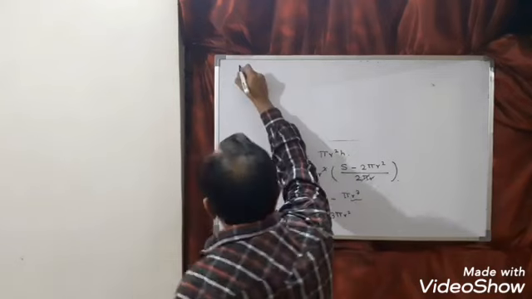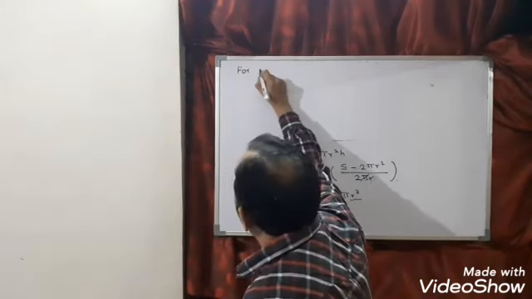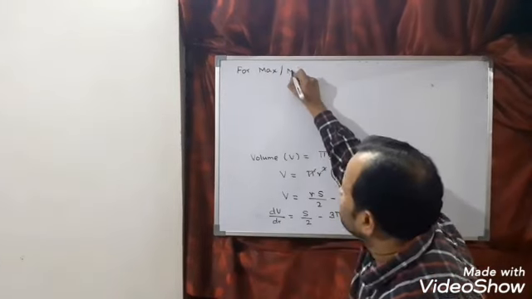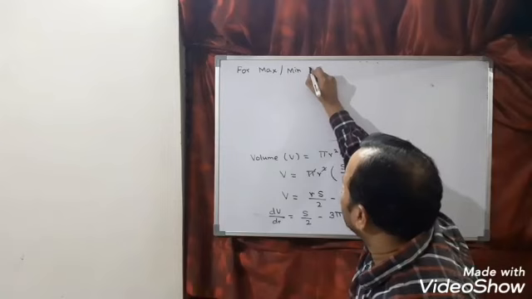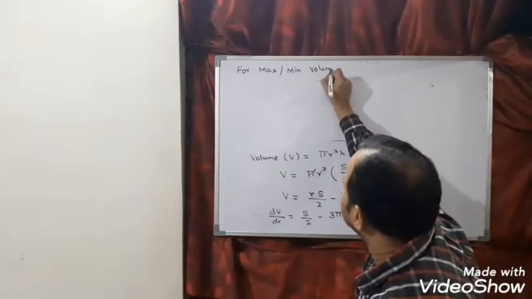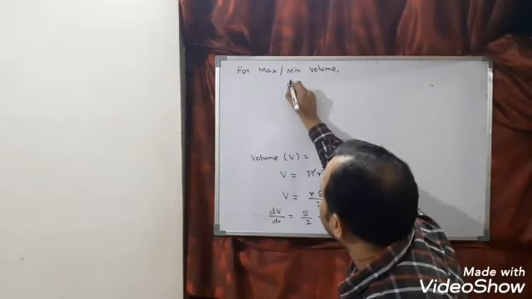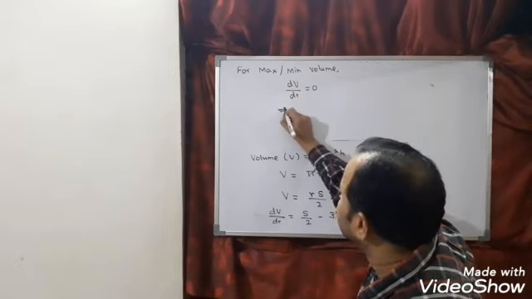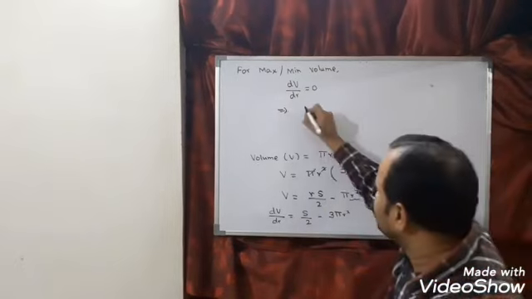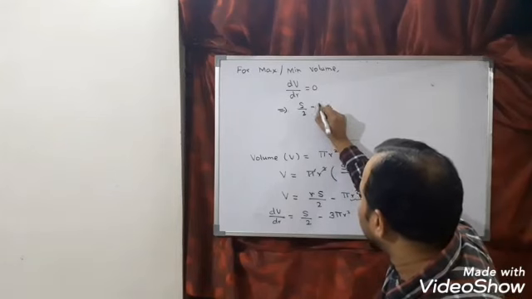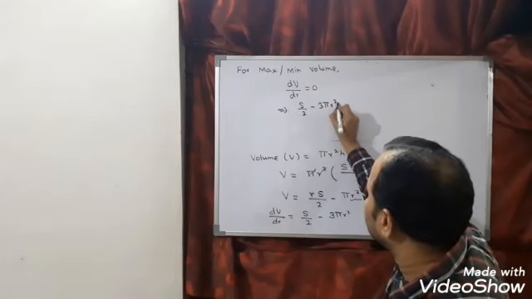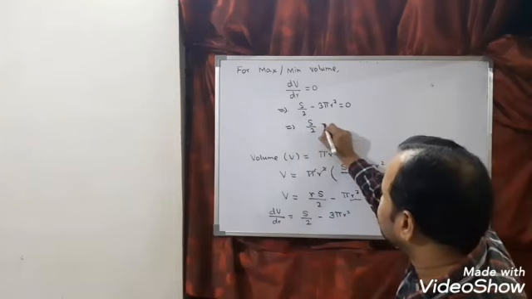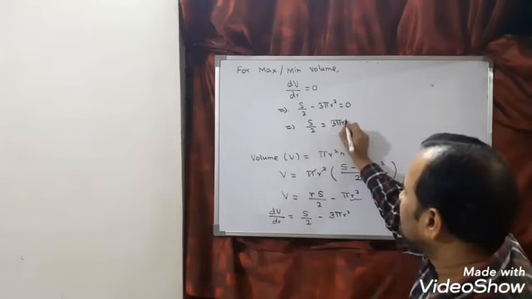Next, for maximum or minimum volume, dV by dr should be equal to 0. Tell me what you will get. You will get s by 2 minus 3 pi r square is equal to 0. From this what I will get: s by 2 is equal to 3 pi r square.